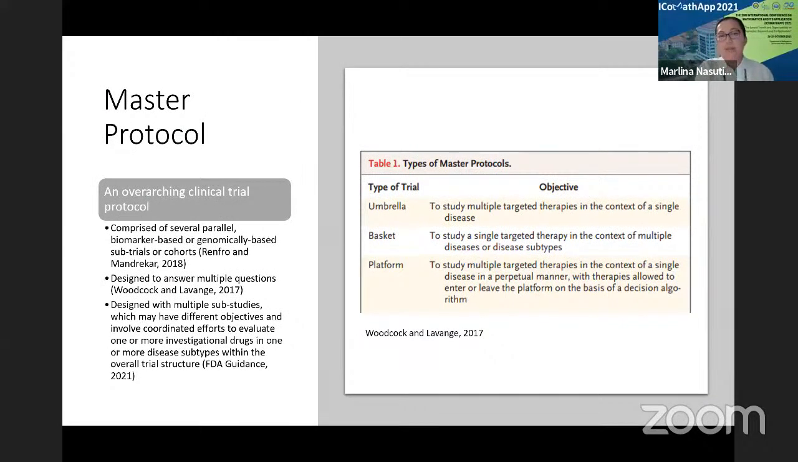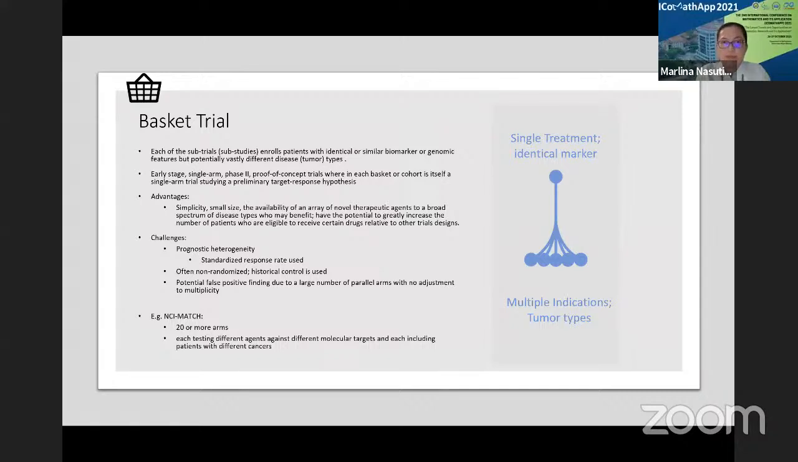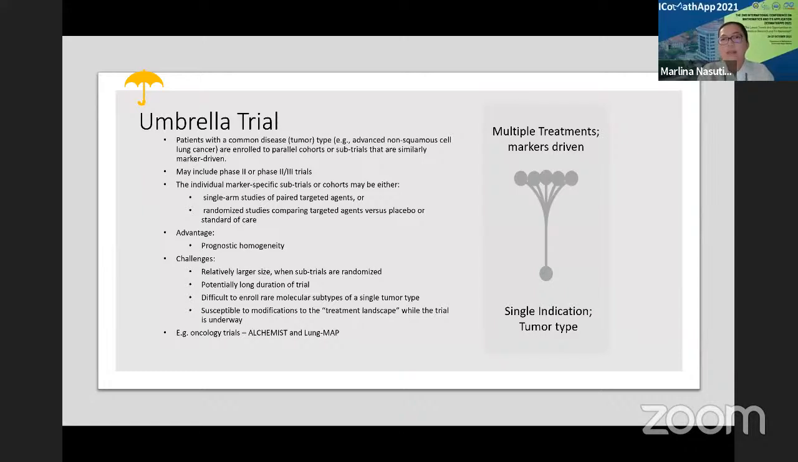So in layman's terms, I would say this master protocol is a giant protocol comprising multiple studies that are relevant to one or multiple targeted therapies in the context of one or multiple diseases or disease subtypes. So basically therapy, disease, and protocol are being combined, right? That is the definition. So this is the basket trial here. You can see the advantages and challenges of the basket trial, and the umbrella trial here, right? In contrast to the basket trial, the umbrella trial has multiple treatments but a single indication.